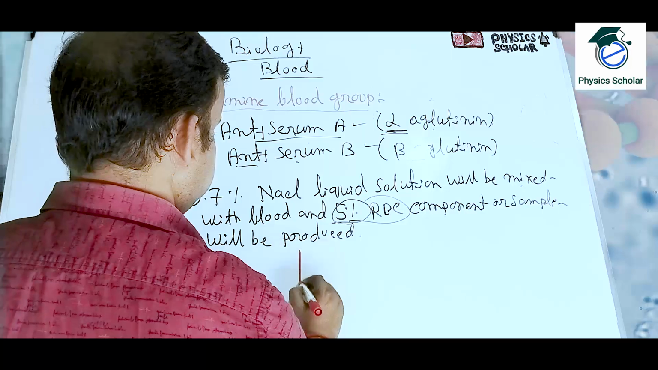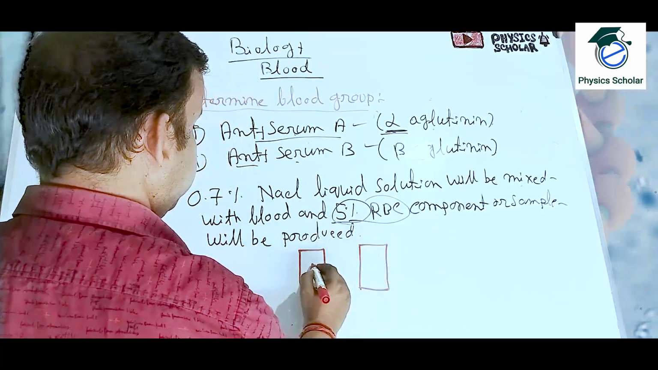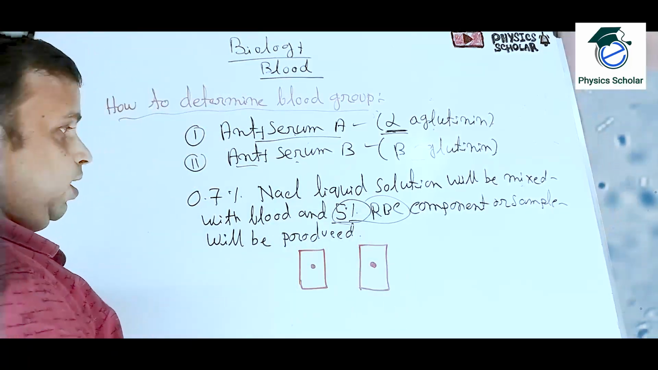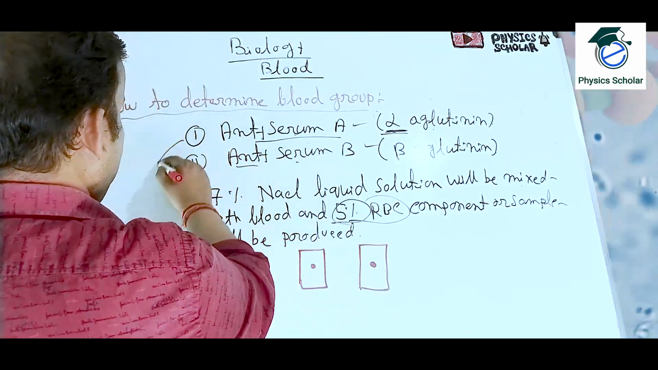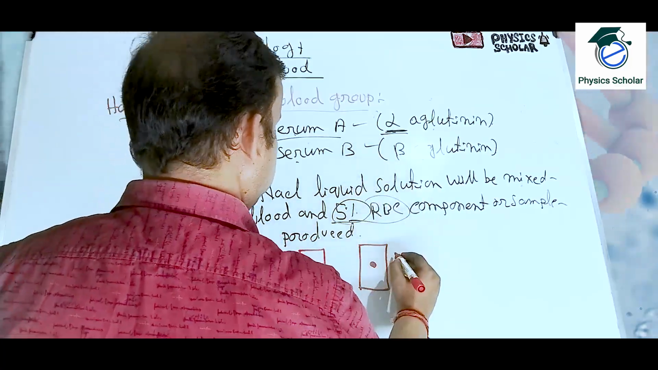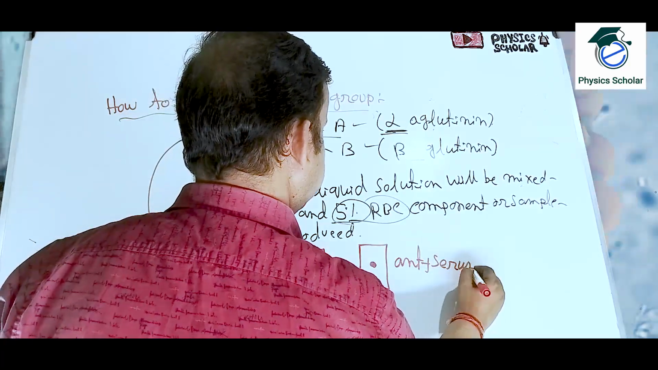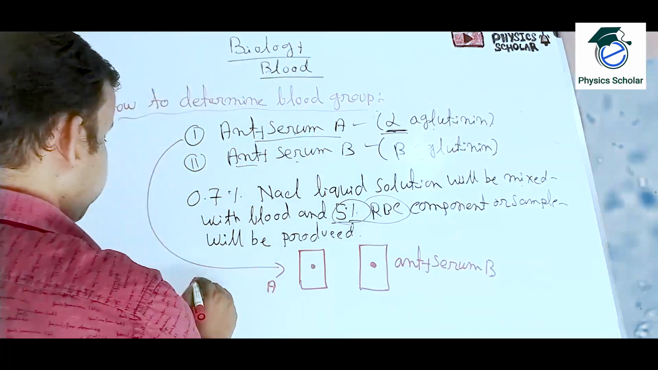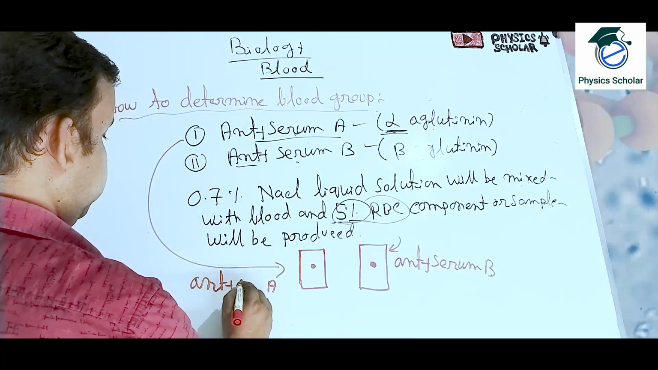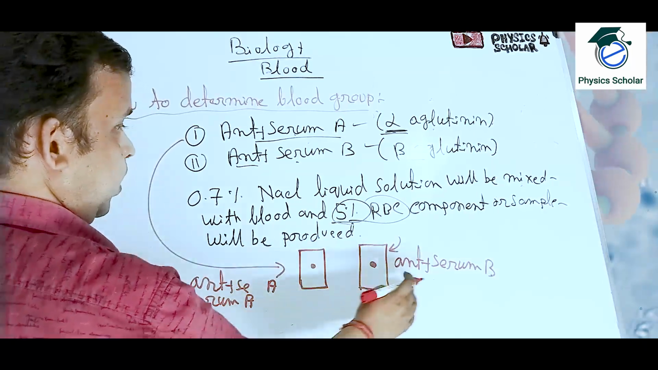Now this is the glass slide. One drop we will add over here, and one drop we will add to another glass slide. Clear? And now in one we will add anti-serum A, and in the other we will add anti-serum B. Here anti-serum A, and here anti-serum B.